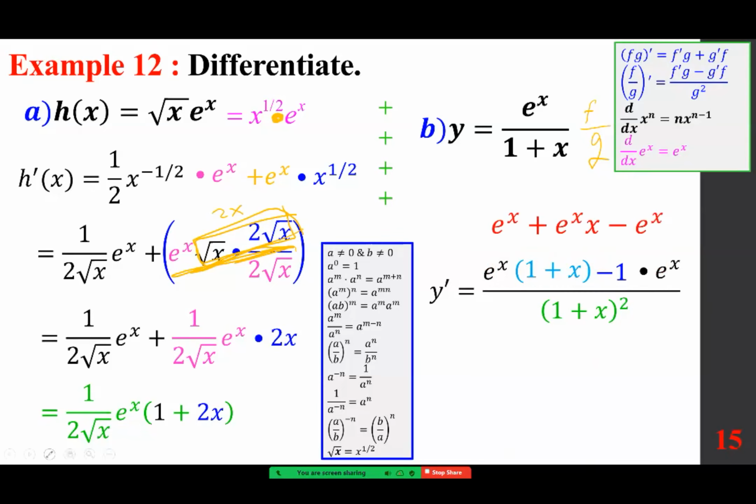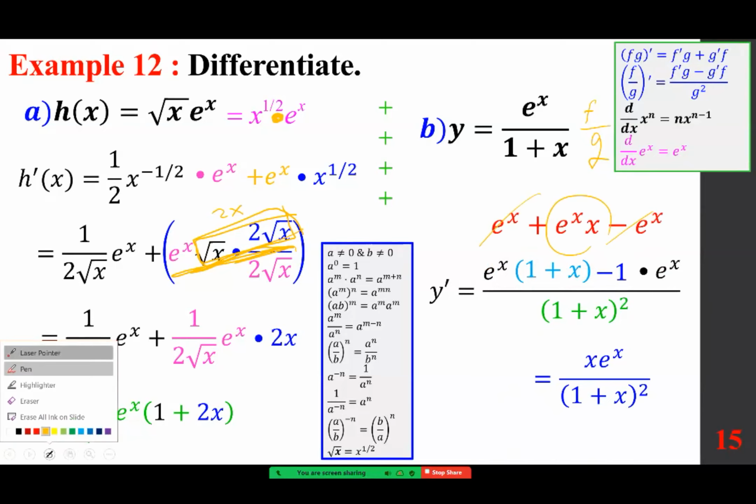And needless to say, these two cancel each other. We write this as x times e to the power of x. That's the better way of writing it. By the way, I also put this to remind you of all of the formulas, for example, the square root of x is x to the power of 1/2, and so on.